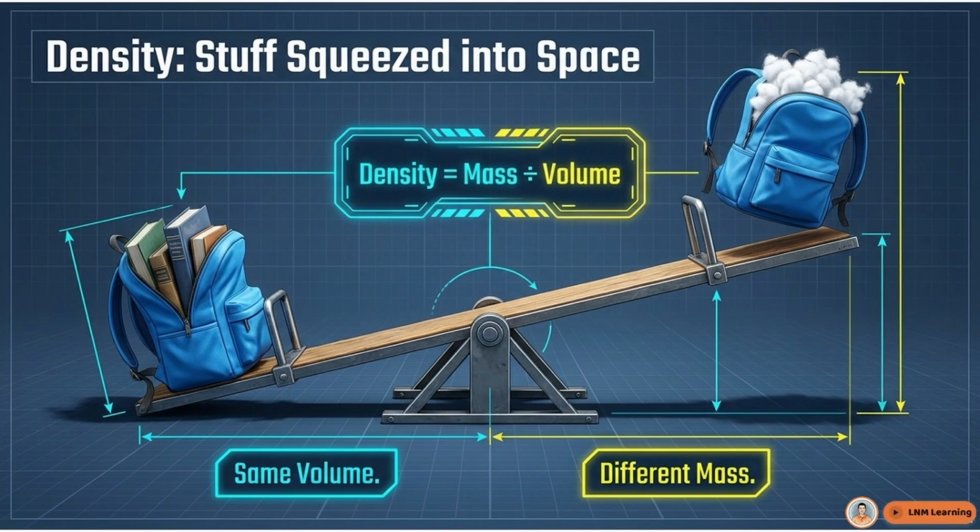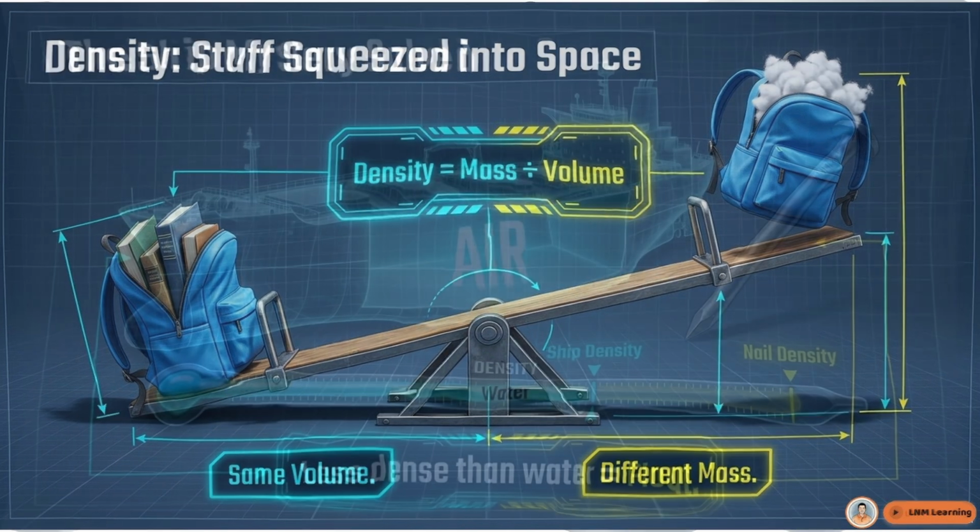Here's a fun one. 2 school bags, exactly the same size. One is packed with books and the other is packed with cotton. Same space, but the books bag is way heavier. Why? Because the books pack more stuff into the same volume. Scientists have a word for this called density. Density is defined as the ratio of the mass of a body to its volume. The SI unit for density is kilogram per cubic meter. High density means heavy for its size, and low density means light for its size.